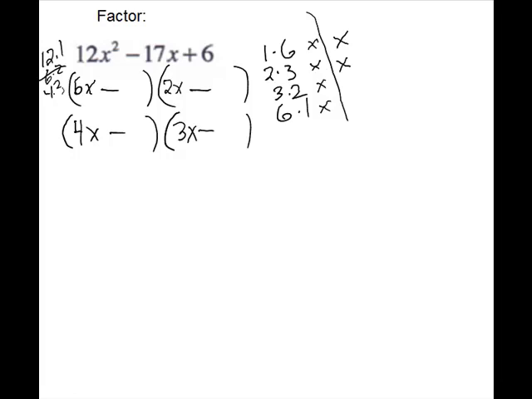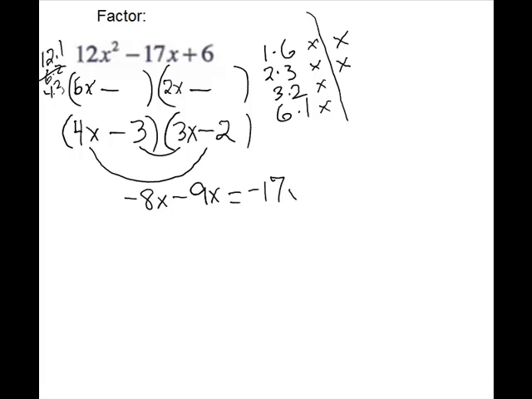Our 3 and 2 looks like we'll have to try it because we're not getting any GCF. We're checking outside and inside. So minus 8x on the outside, minus 9x on the inside, so minus 17x. And that works.